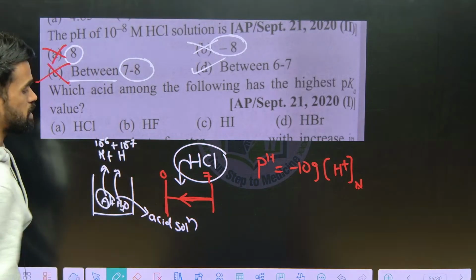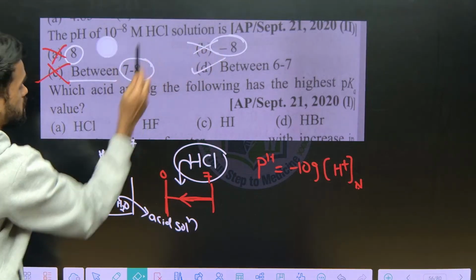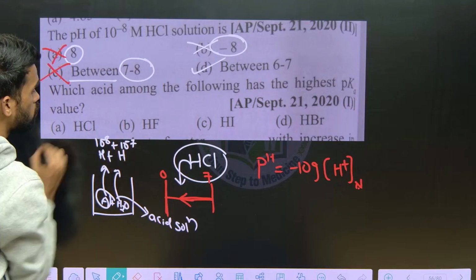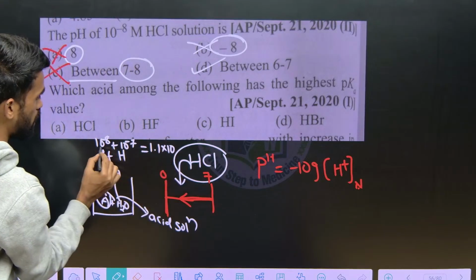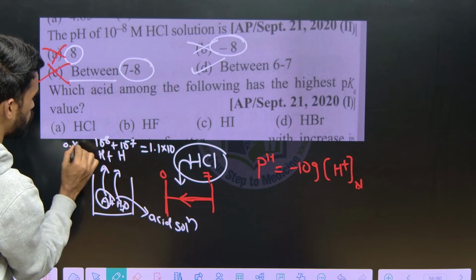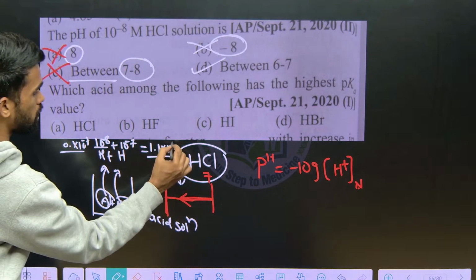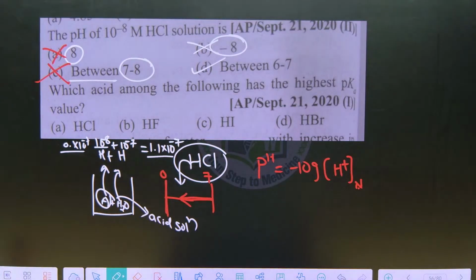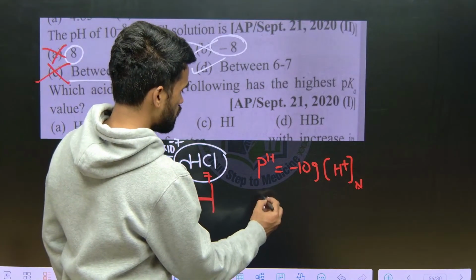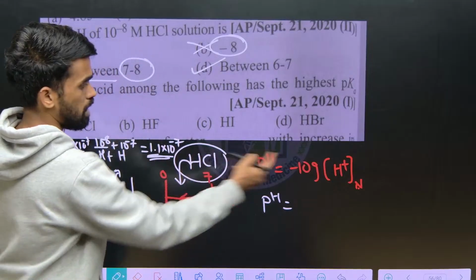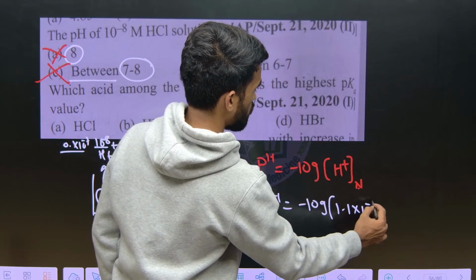What is the concentration of H plus ion coming from water? 10 power minus 10. And what is the concentration of H plus ion coming from this acid? 10 power minus 8. So this will be written as 1.1 into 10 power minus 7, that is, 0.1 into 10 power minus 7 plus the rest. Hope this is clear. Then next, pH will be minus log of 1.1 into 10 power minus 7.